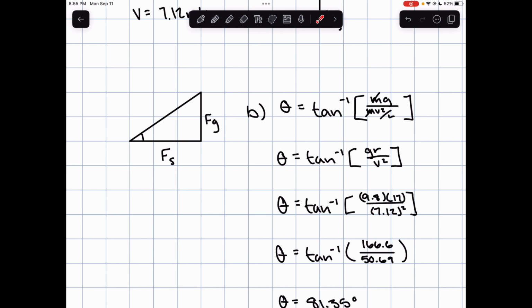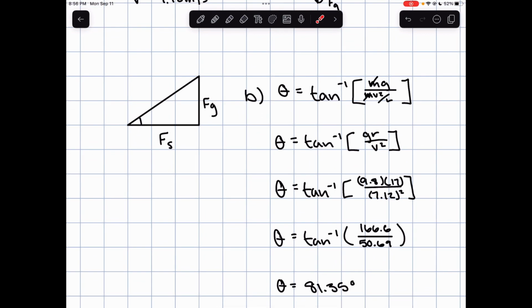Next, we're going to take a look at how to find the direction, or theta. Whenever we're trying to find theta, we're most commonly going to use the inverse tangent. But how do we find what goes inside the parentheses? Well, let's draw a little triangle here. So we know that our y value should be Fg, and our x value should be Fs. And we know tan is the same as SOHCAHTOA, opposite over adjacent, so Fg over Fs.